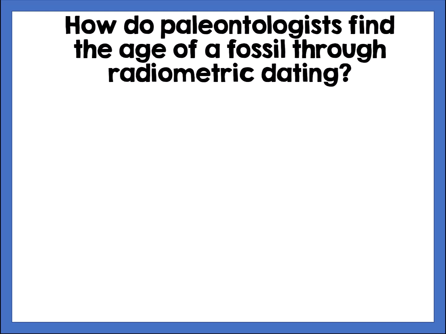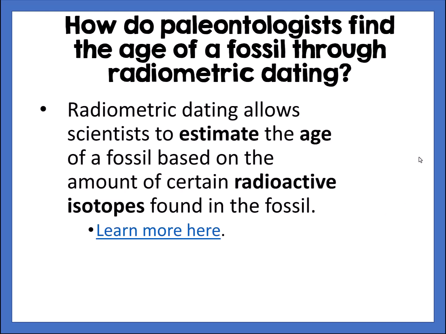So how do paleontologists then find the age of a fossil through radiometric dating? So we talked about relative dating. How is radiometric dating different? Radiometric dating, or radioactive dating, allows scientists to estimate the age of a fossil based on the amount of a certain radioactive isotope found in the fossil.